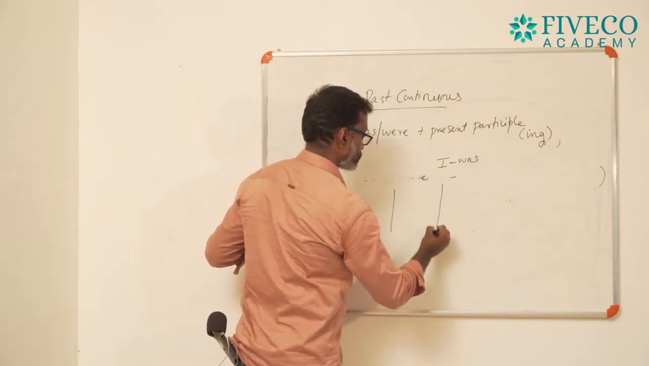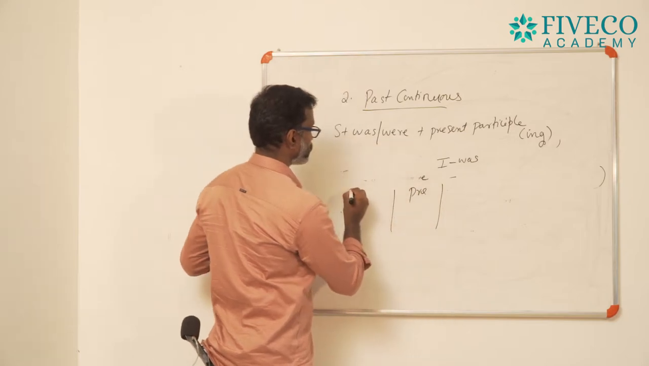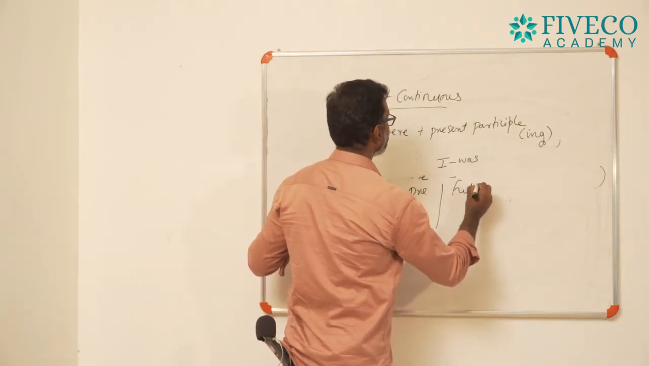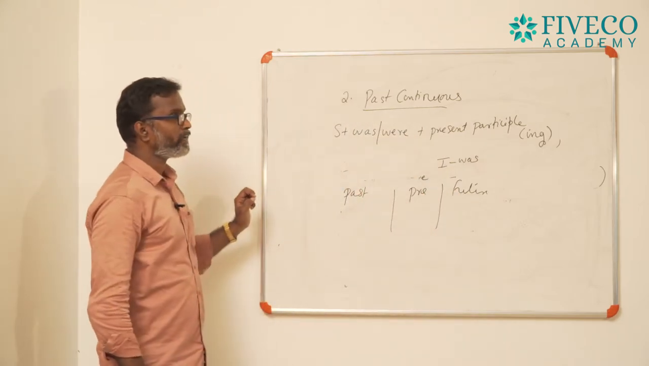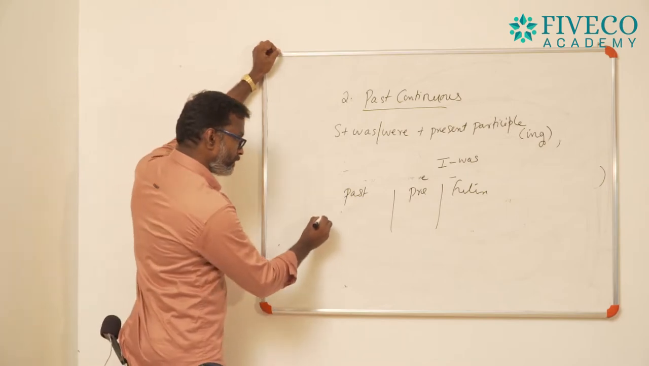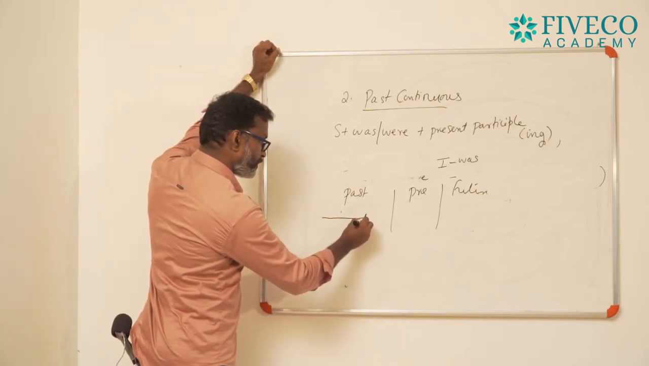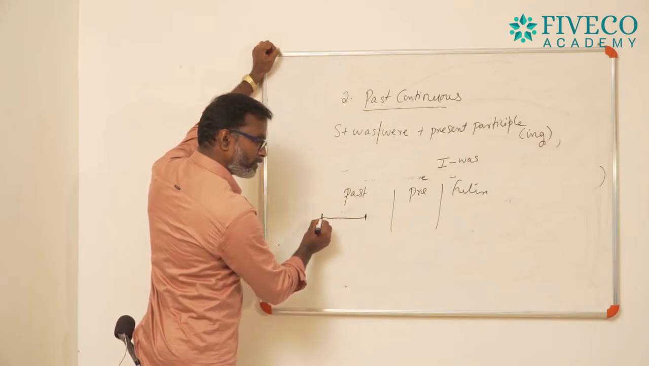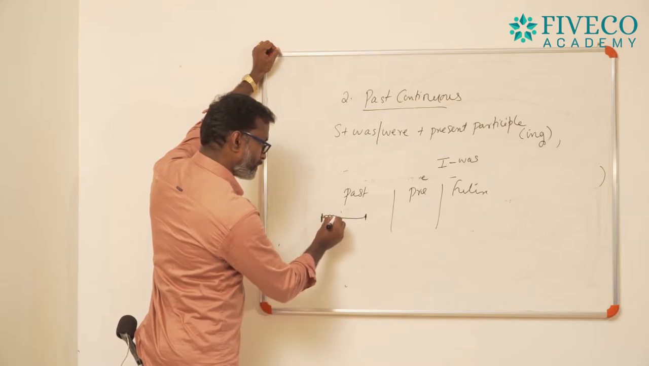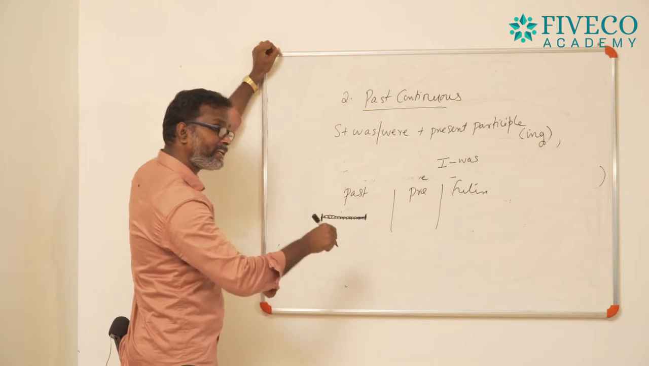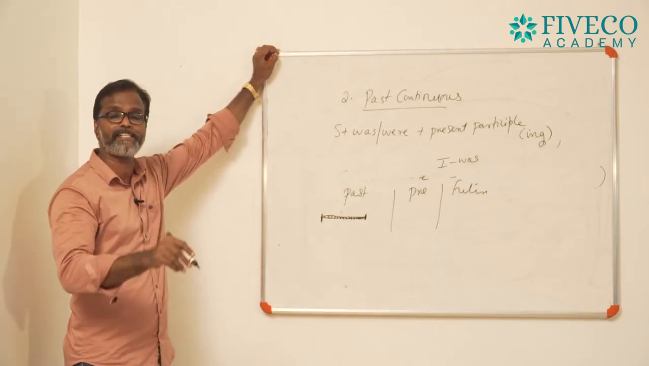Present, past and future. Here you can use past continuous: an action which is sustained for a particular period of time in the past. An action which started at one point in the past, continued and progressed, and ended at one point of the past itself.